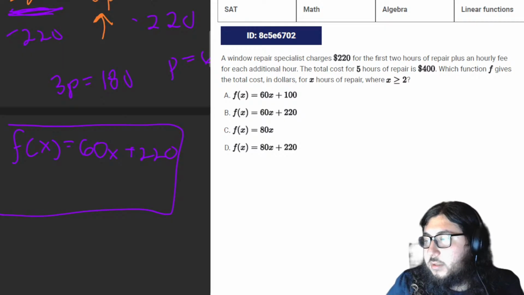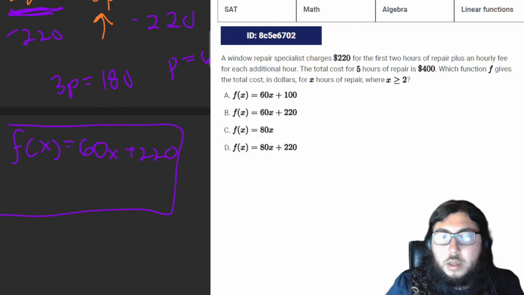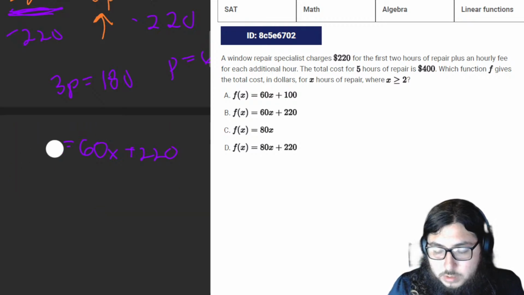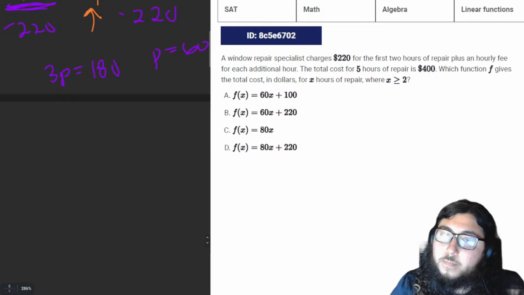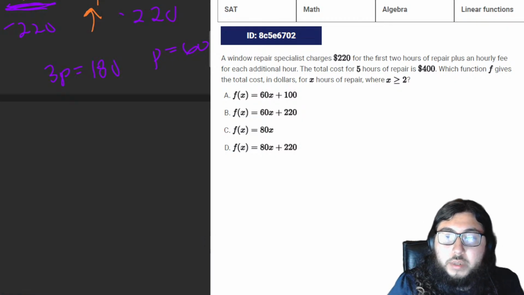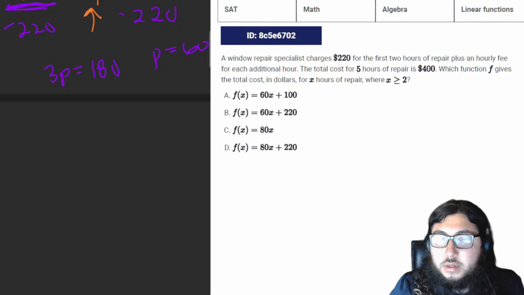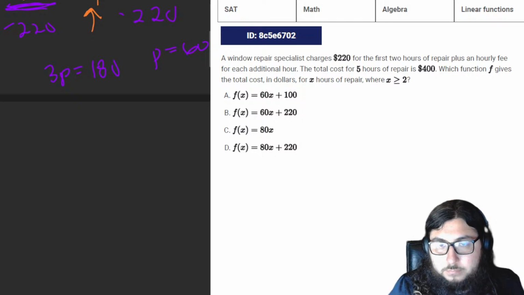But that's not quite correct. Let's see what we did wrong. Ah, yes. So 60 is the rate after we have done 2 hours of initial charge. So basically what we have to do is account for that initial charge.